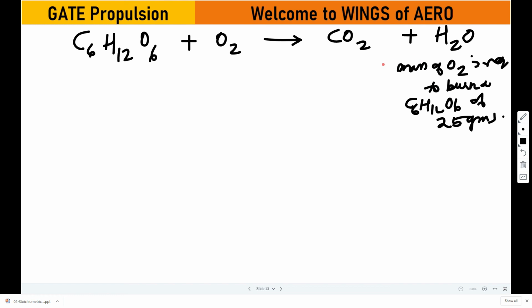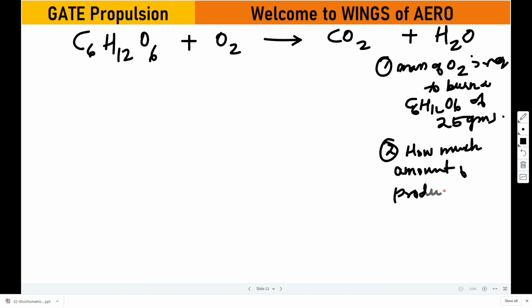This is the first phase of the question. The next phase of the question is how much product is produced. How much amount of product is produced? So first find the first one.